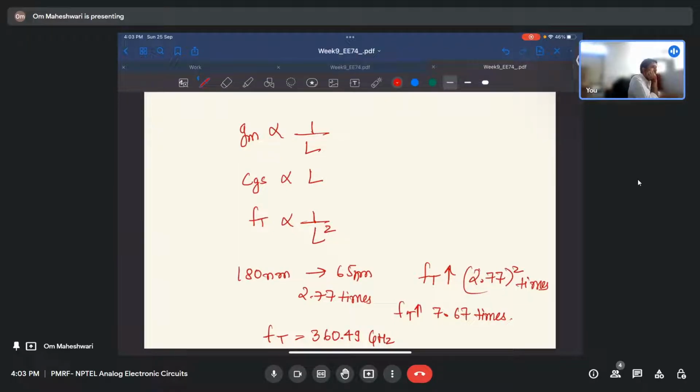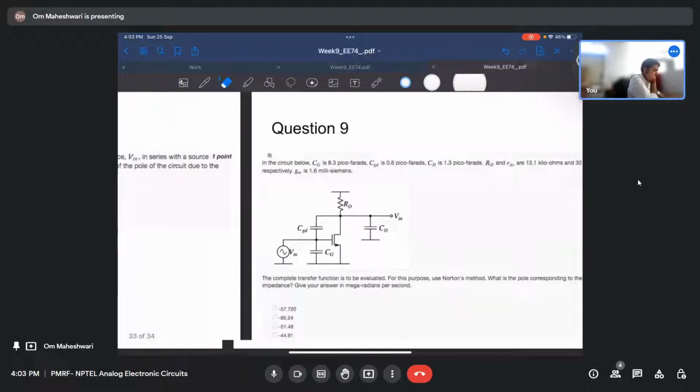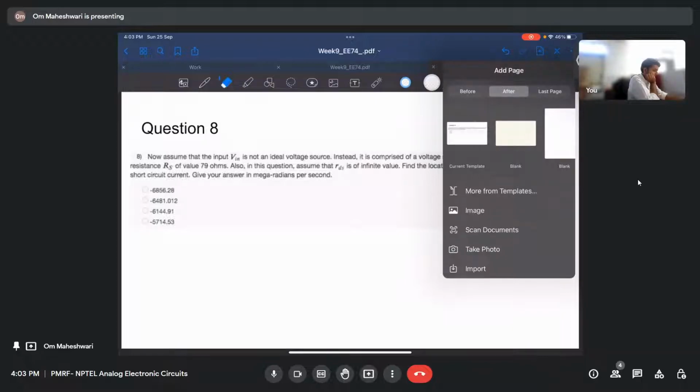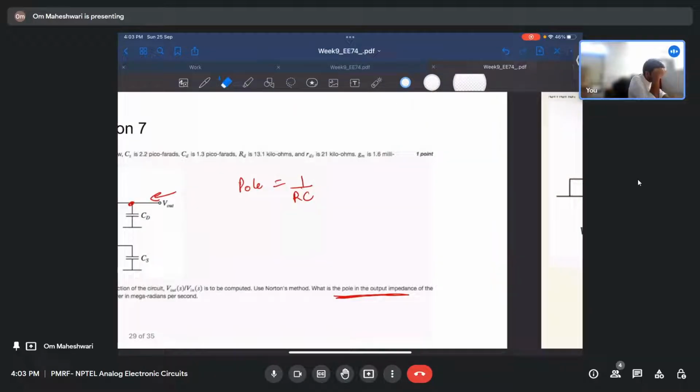So I hope this is also clear. And is there anything? One more question. Let's see. So we have the same circuit, I think.